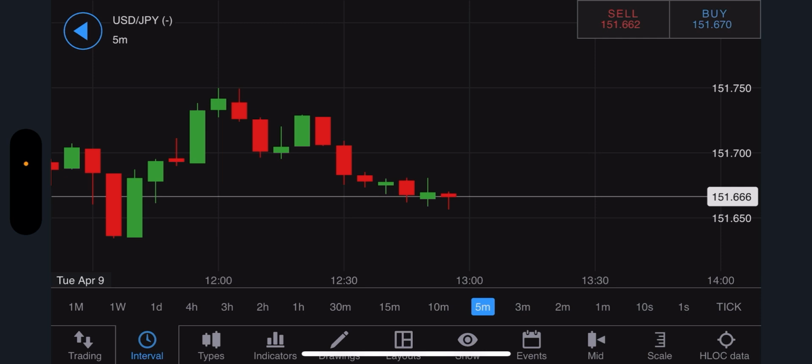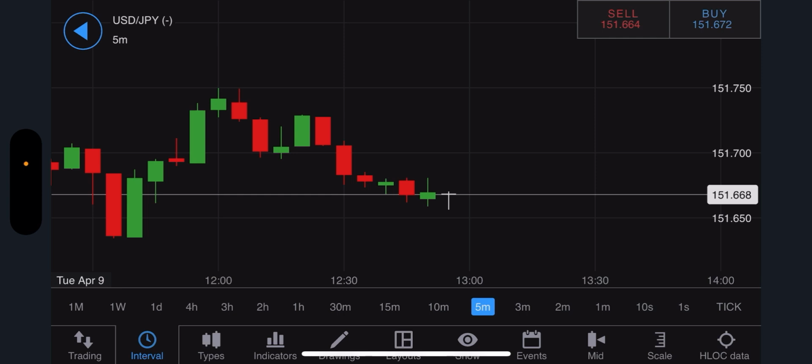If you look near the lower part of the screen, you'll see on the left it says Tuesday, April 9th, and then it says noon, and then 12:30, and then 1 o'clock, and that is the time right now in the US East Coast where we are recording. If you look below that line, you'll see that there are numbers and letters. That represents the interval that we're looking at.